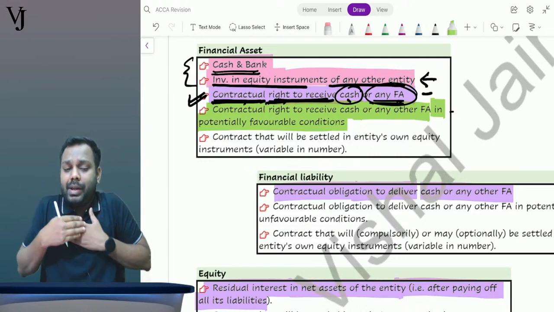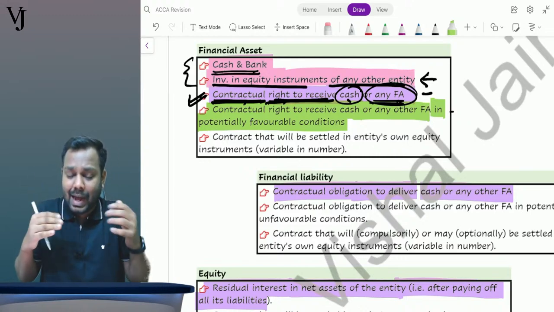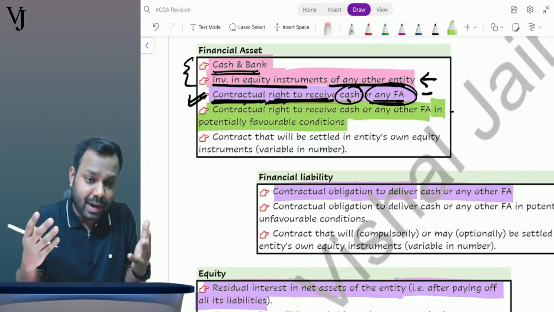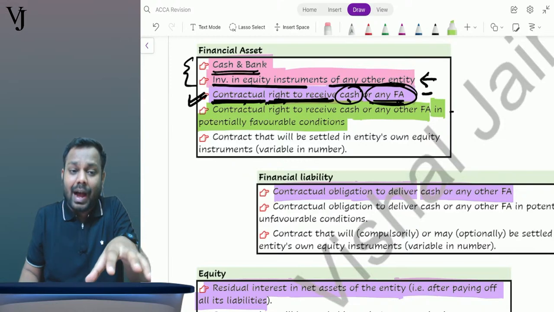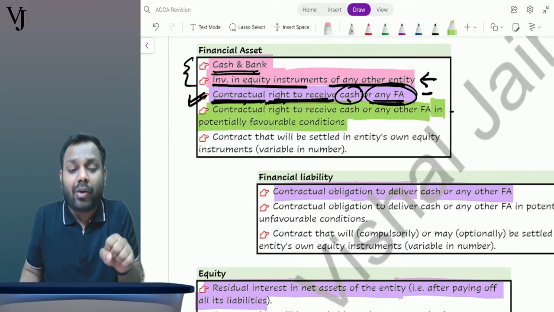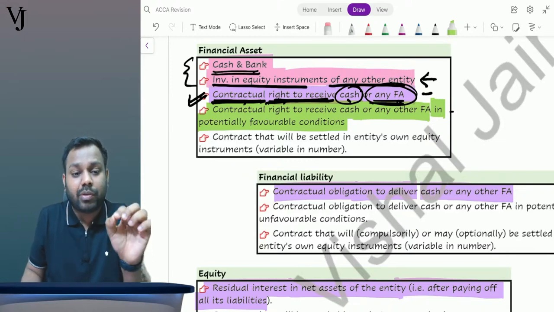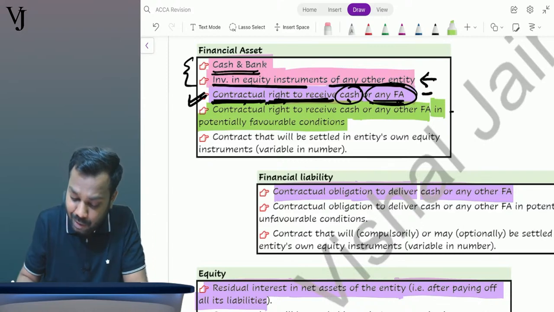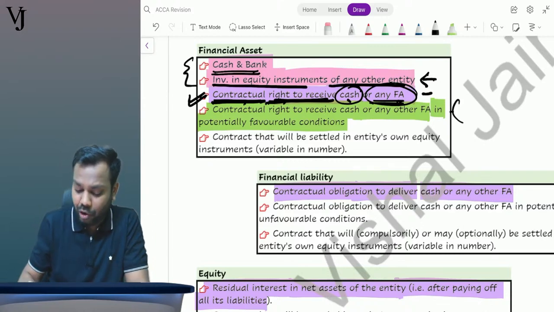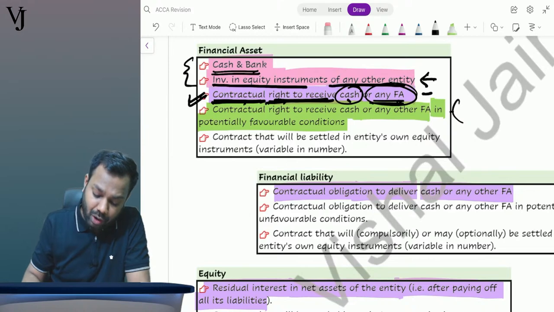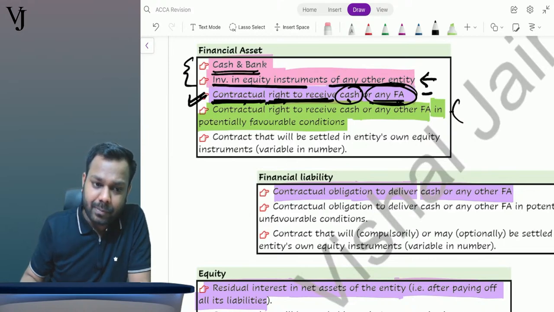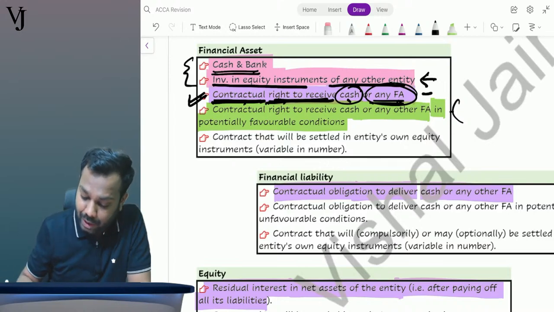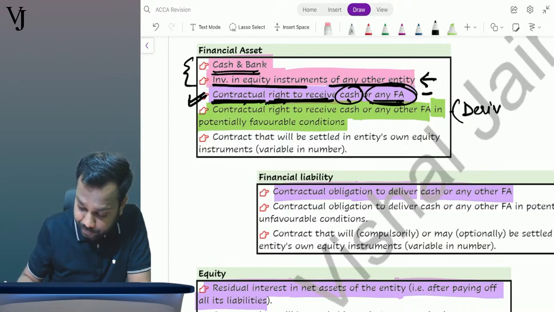Now let's suppose for me, it is a potentially favorable condition. I am expecting that I will win the contract. So in this contract, I have a right to receive cash or any other financial assets. And hence this also becomes a financial asset. But the name of it is called as, tell me guys, what do we call it? This financial asset is called as what? It is called a derivative asset.